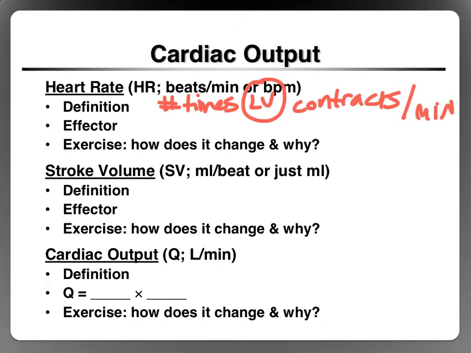We'll talk about the effector and the exercise effects during class. Right now, what I just want to do is focus on terminology. And so the units for heart rate is beats per minute, which is abbreviated BPM.